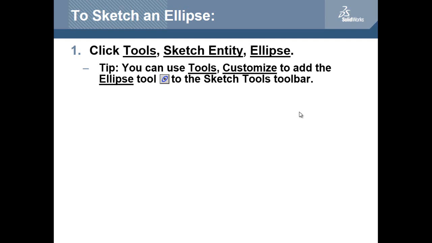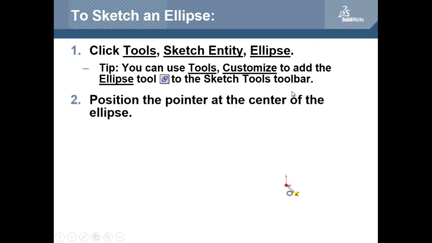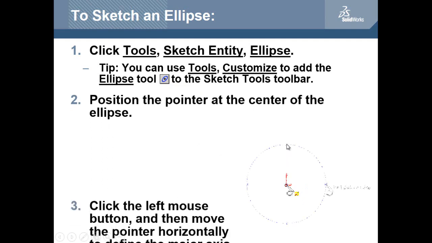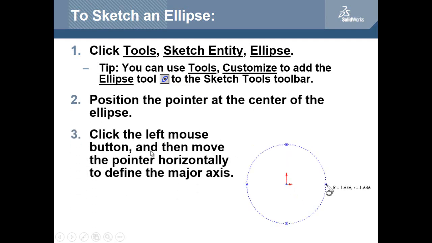Click Tools, Sketch Entity, Ellipse. Tip: you can use Tools, Customize to add the ellipse tool, which looks like this, to the Sketch Tools toolbar. Position the pointer at the center of the ellipse. So here's the position. Click the left mouse button and then move the pointer horizontally to define the major axis. So this is a circle. If you want to make it an ellipse, you have to squeeze it in either this way or that way.